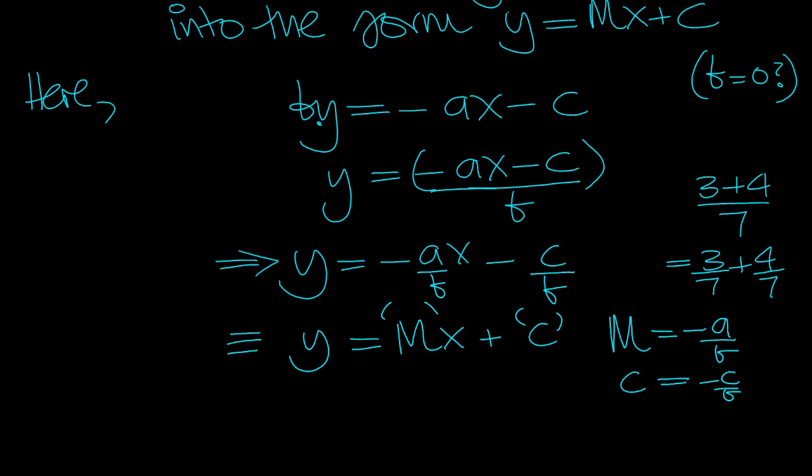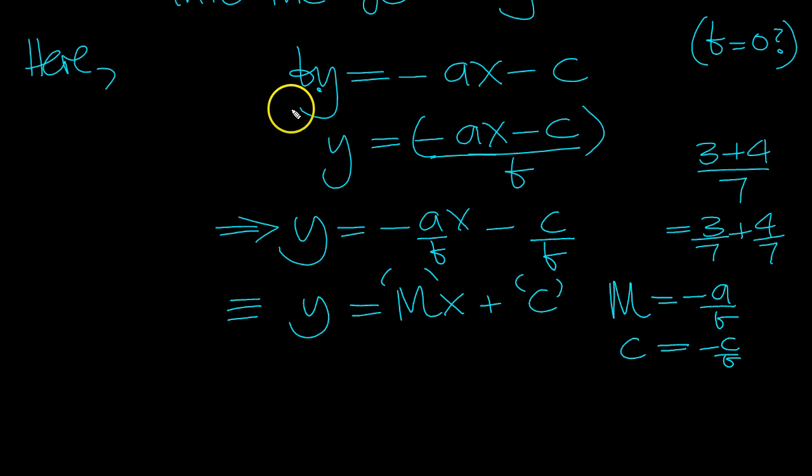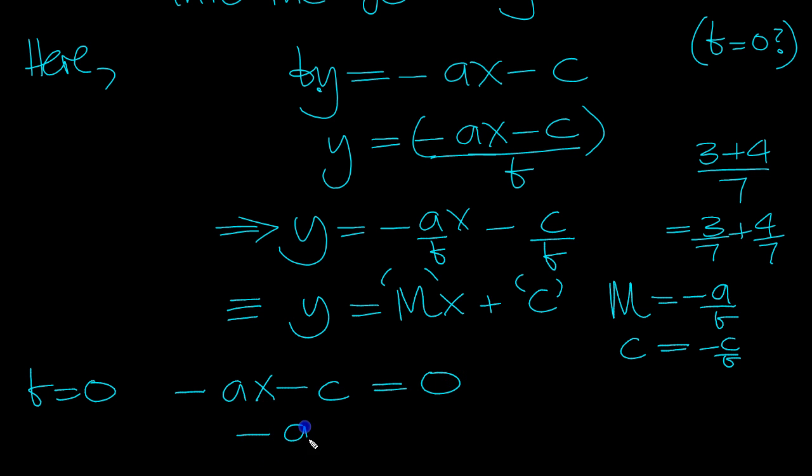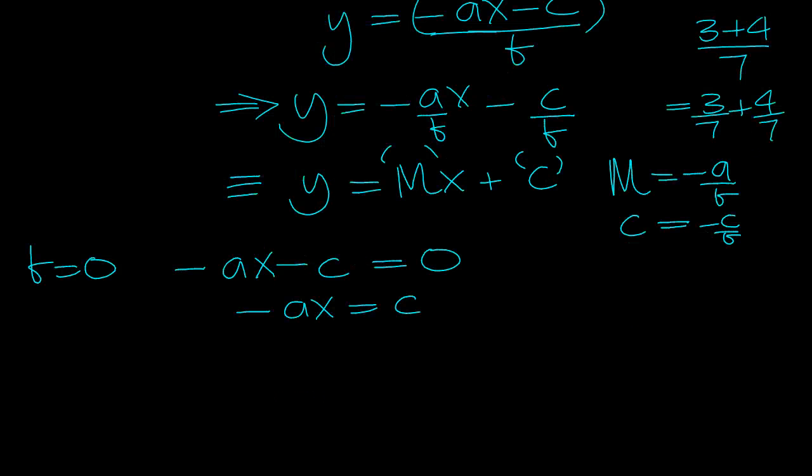It says when b is 0, then what does this graphically correspond to? So when b equals 0, if we look here, we can see that minus ax minus c equals 0. So minus ax, move the c over, is equal to c. And then x is equal to c, move the minus a from times to divide, and we can write that as minus a over c, can't we?